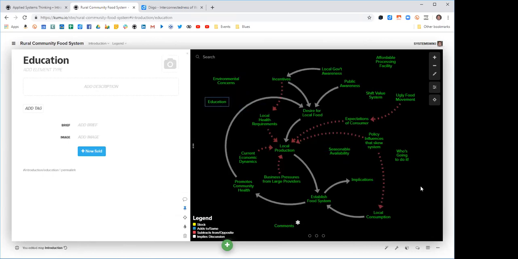Supermarkets, I have a joke comment here. Sorry, guys, but it's not just education. There's just a lot of people who cannot afford to buy local food right now.